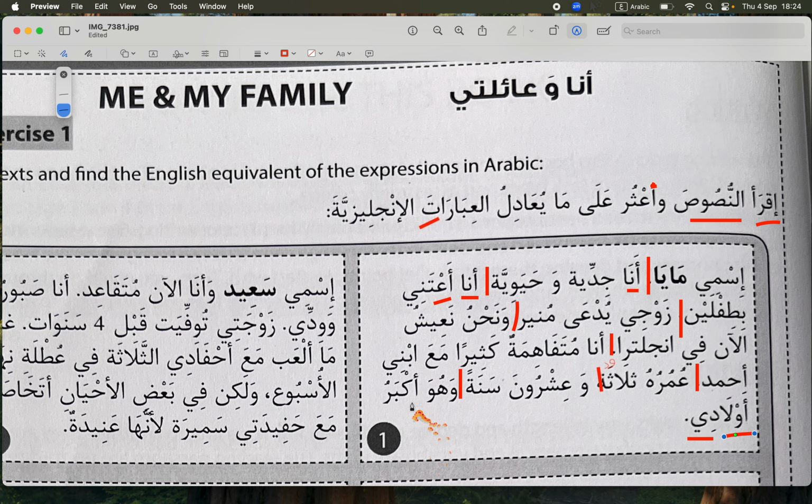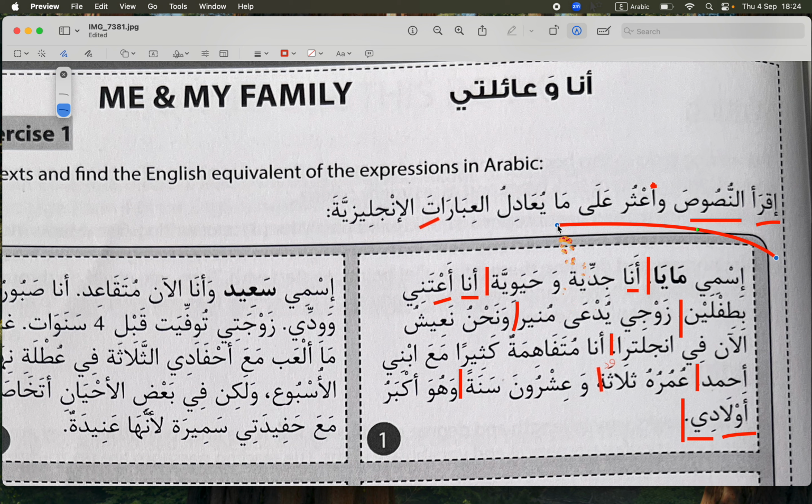Okay, so akbaru means big, the biggest. Awlad means children, and ya means mine. So in other words, my children. So the biggest of my children. Okay, and that's the end of this paragraph. Actually, we might just pause here. Rather than moving on to number 2, I'll do a separate video for that. And right now we'll just sum this up. I'll ask you some questions. I want you to listen and think about what I'm asking you.